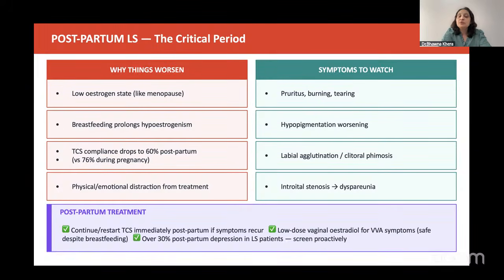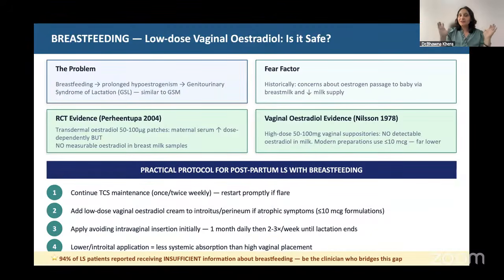Over 30% postpartum depression in lichen sclerosis patients. So screen proactively. Very important point, very important point. Postpartum period mental health issues. Suicide is the biggest factor here. So basically postpartum depression, very important. What are the red flags to watch for? Pruritus, burning, tearing, worsening hypopigmentation, labial agglutination and clitoral phimosis happening, or the patient having dyspareunia. She should report back, and give her the contact numbers.